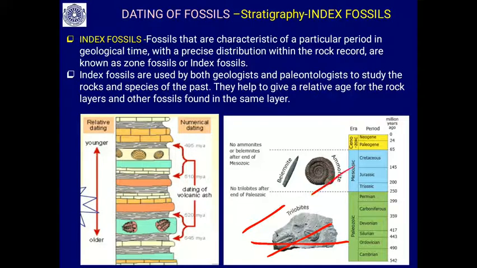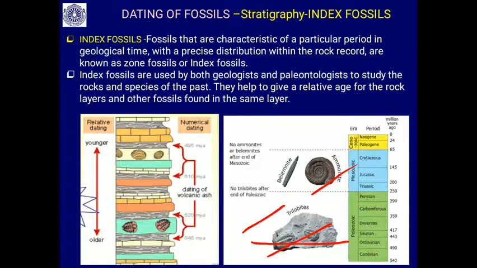Similarly, ammonites were abundant during the Mesozoic era. By looking at an ammonite, we can decide that the rock was formed during the Mesozoic era. So this is how some fossils are helpful. They are abundant in a precise period, and later you won't see them. So by looking at these fossils, one can decide in which period that rock was formed. Index fossils are used by both geologists and paleontologists to study the rocks and the species of the past.